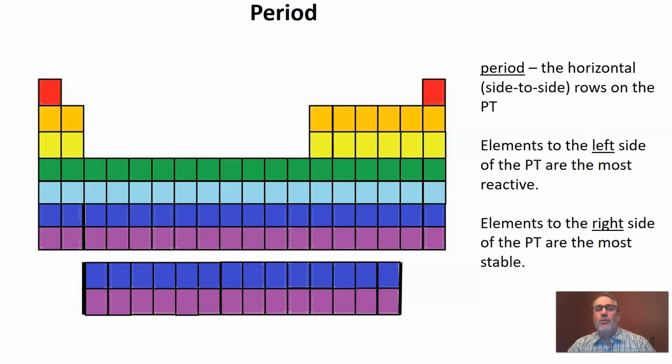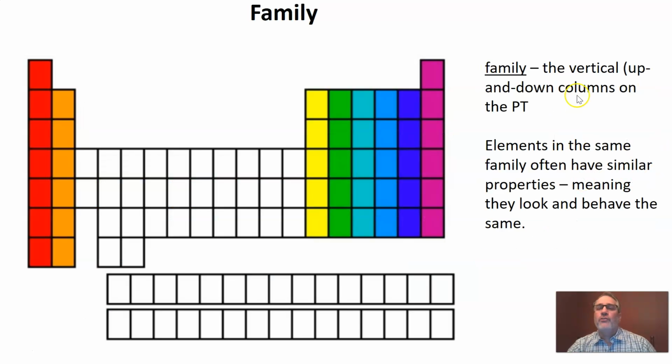So periods are the horizontal rows on the periodic table. We can also look at the columns that go up and down. So we call these families. I've also seen these called groups. So remember, the up and down columns are called families, sometimes called groups.